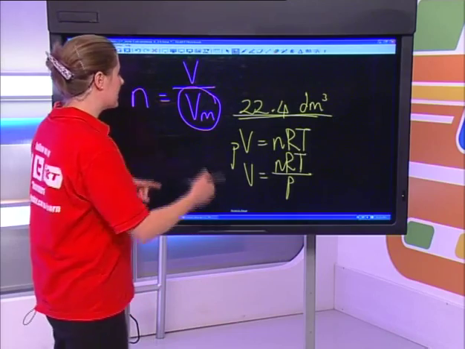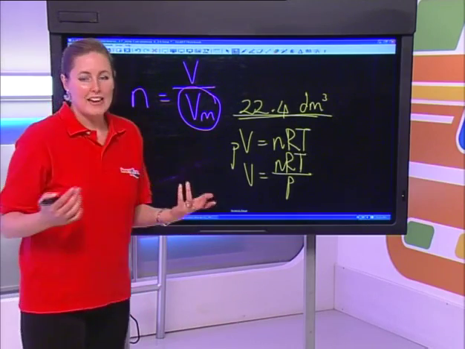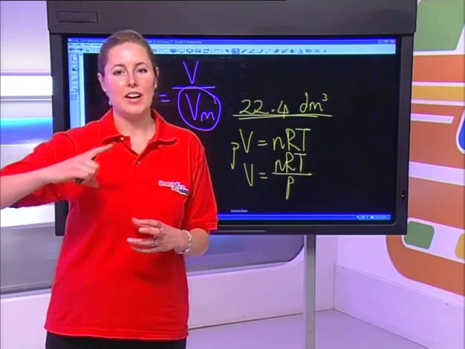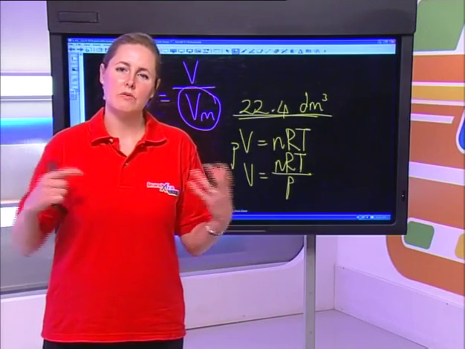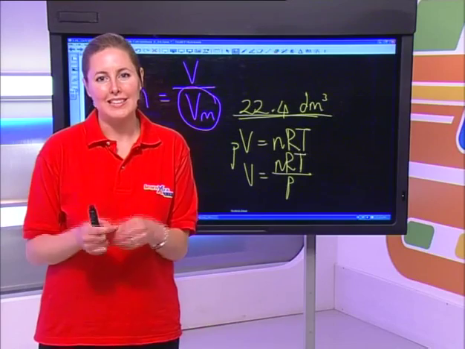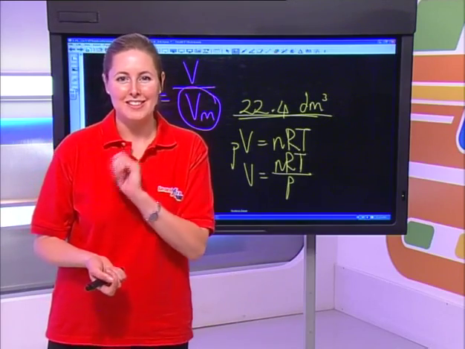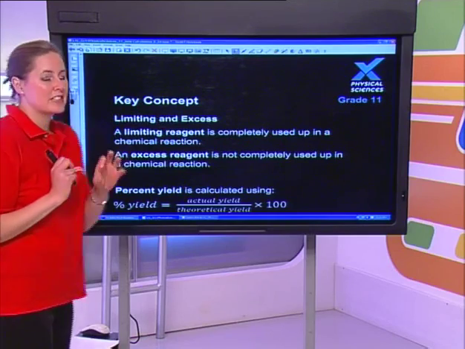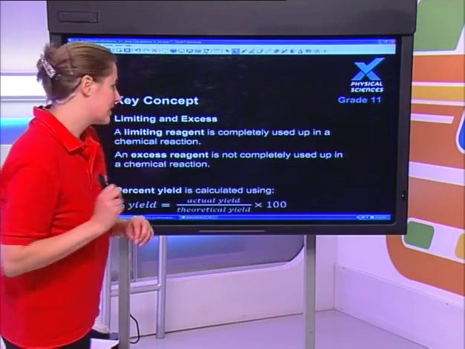then we can use it to work out any number of moles, right? So you would have the volume of the sample divided by 22,4, which is the volume that 1 mole of gas takes up. And I hope that answers your questions. Join with me as I now move across to limiting and excess reagents.